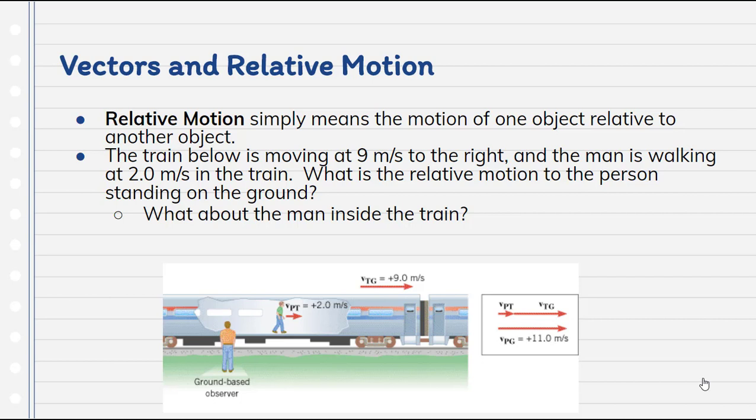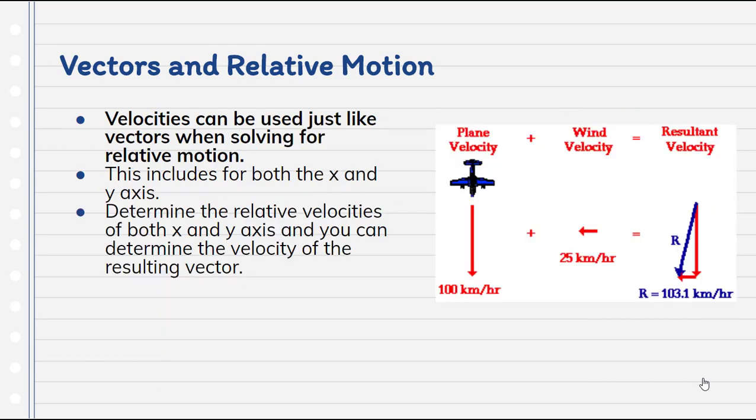On the opposite side of that, if the man were walking in the opposite direction, let's say the man is going to the left rather than going to the right, it would appear to the ground-based observer that the man is moving 7 meters per second to the right. Remember that velocity can be utilized as a vector as well, and that's what we mean when we talk about relative motion. The ground-based observer would think that the man is walking 7 meters per second the opposite direction. Reason being is we can add and subtract vectors, just like what we talked about in our previous video. So again, velocities can be used like vectors when solving for relative motion.